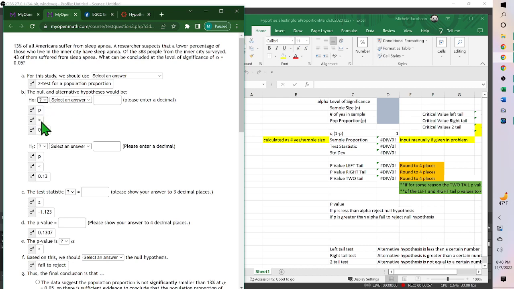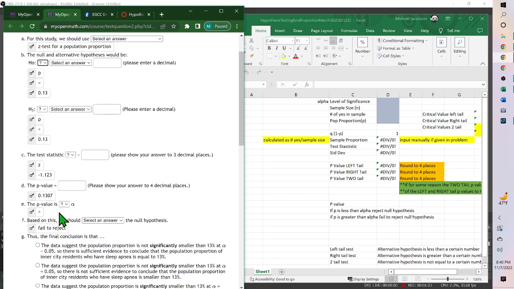hypothesis is always equal to. And then they said the proportion was 13%, written as a decimal 0.13. This is always the exact same thing except for the middle. And we want to test that there's a lower percentage, so that's why it's less than.